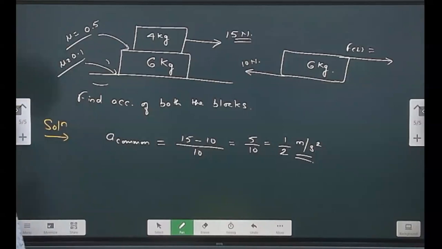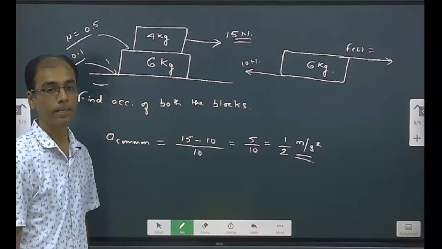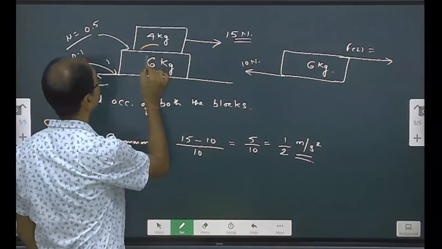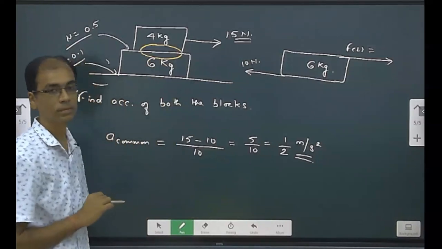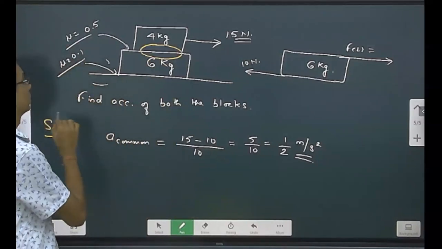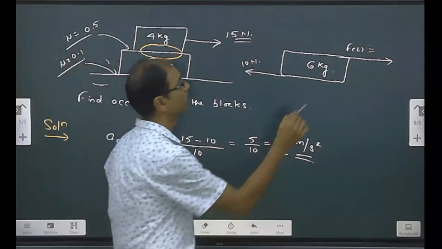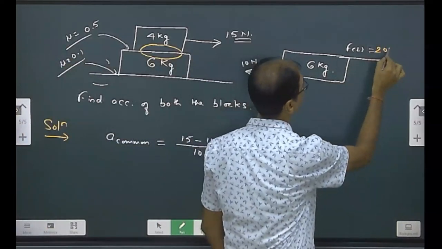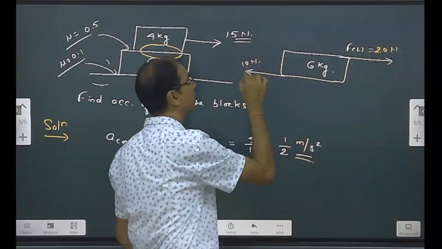Yes, 10 newtons. Which one? How much is it? 10 newtons. Sir, friction between these two. Sir, no. No. 20 Newtons, sir. No. Newton. 20. Yes, it's 20. This is 20 Newton. Now this is 20. This is 10.